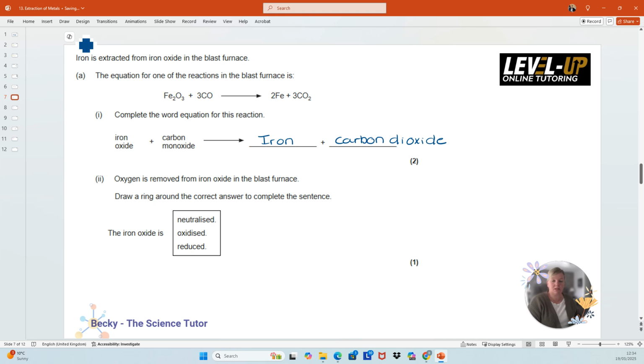It is 1 mark for each correct product that you've named. Oxygen is removed from iron oxide in the blast furnace. The iron oxide is reduced. Oxidized is adding the oxygen, reduced we're taking it away. I was thinking if you're reducing something, you're making it smaller. If you're taking the oxygen away from it, you're going to make that compound smaller. However it sticks in your mind.